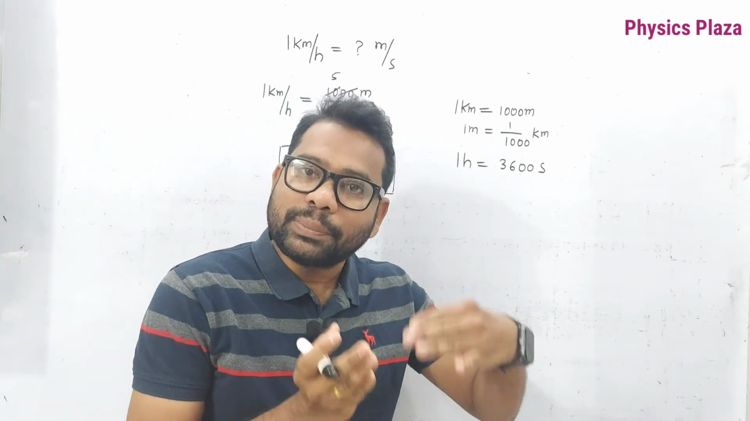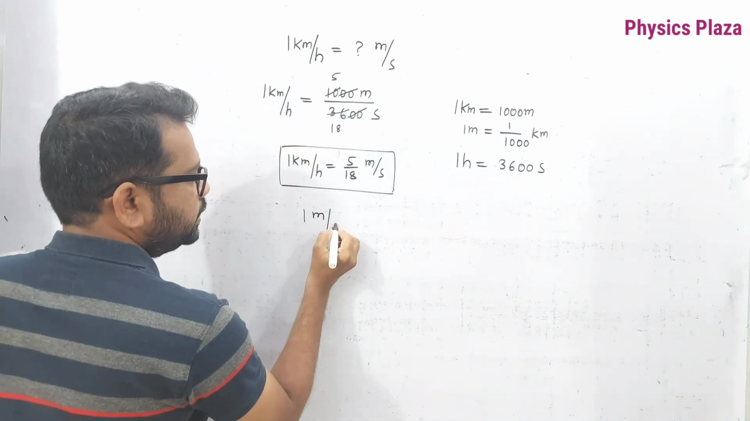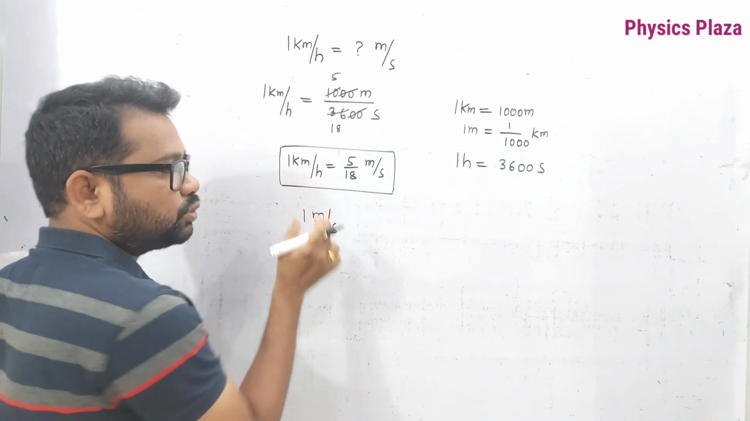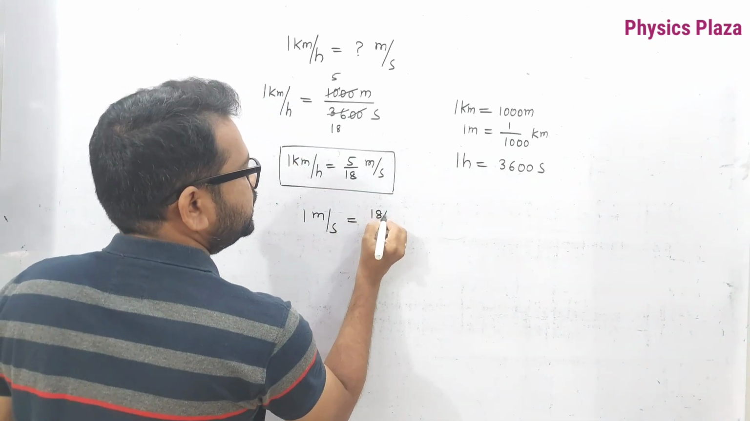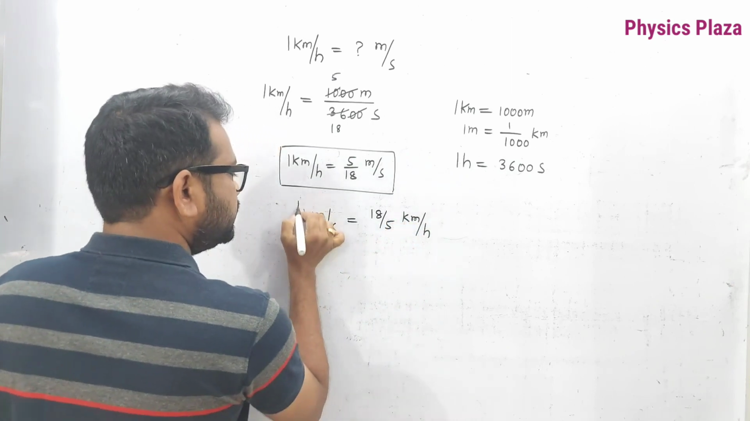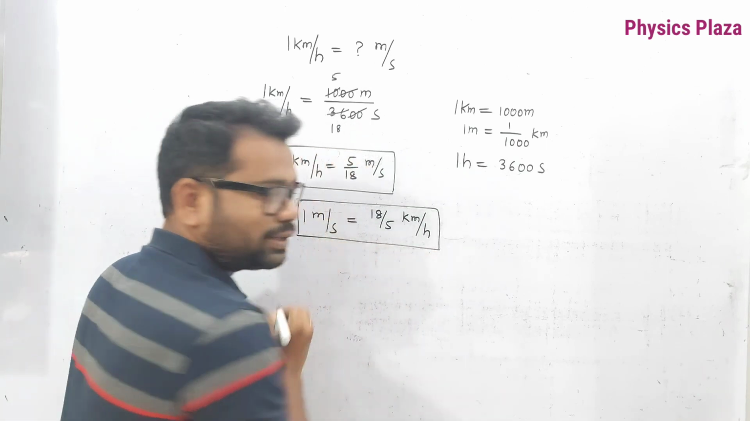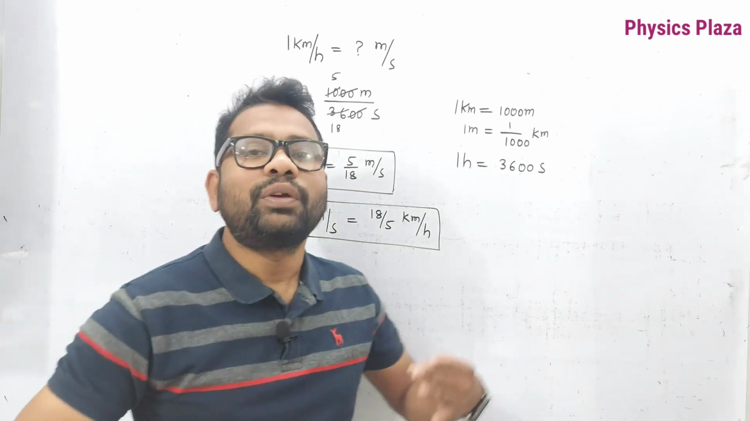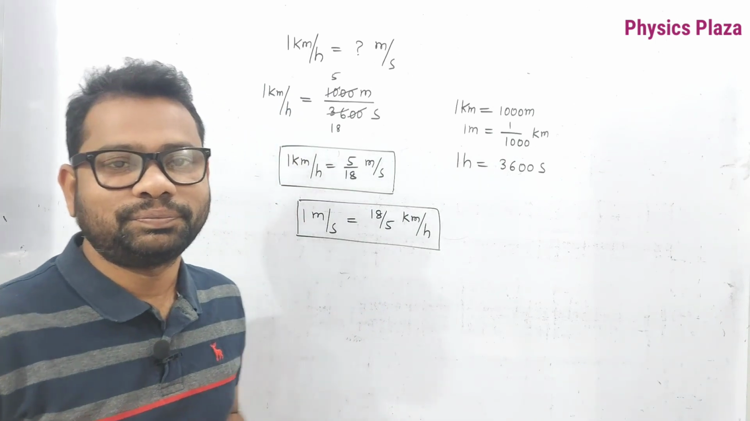Then how to convert meter per second to kilometer per hour? Look here. 1 meter per second is equal to, taking this 5 by 18 to the other side, it becomes the reciprocal, that is 18 by 5 kilometer per hour. So children, these two relations are very important to solve the numericals, and wherever needed we can use them. First copy this so that we can start the first numerical.